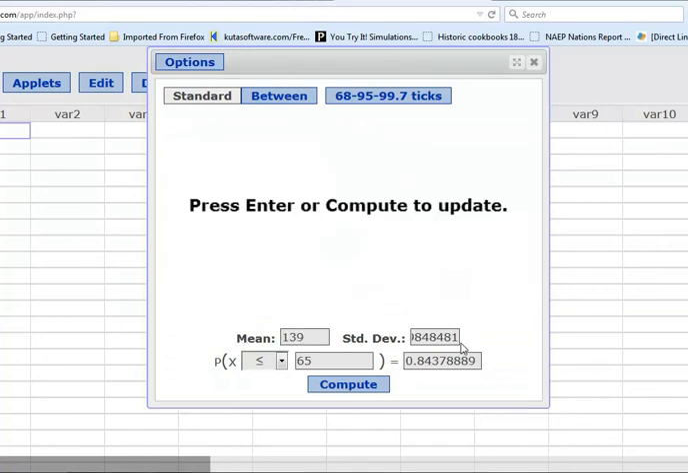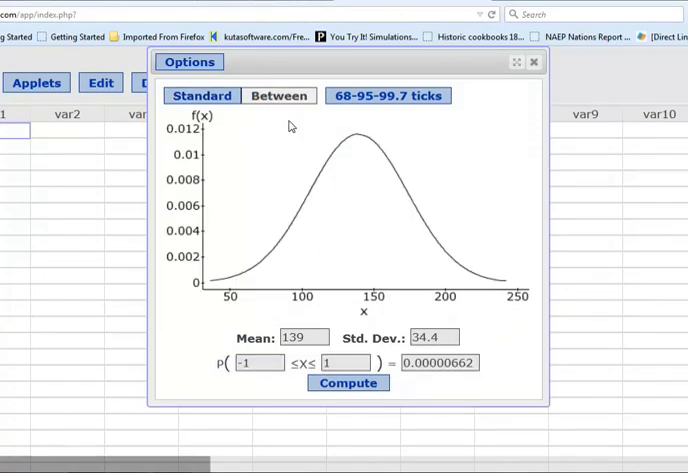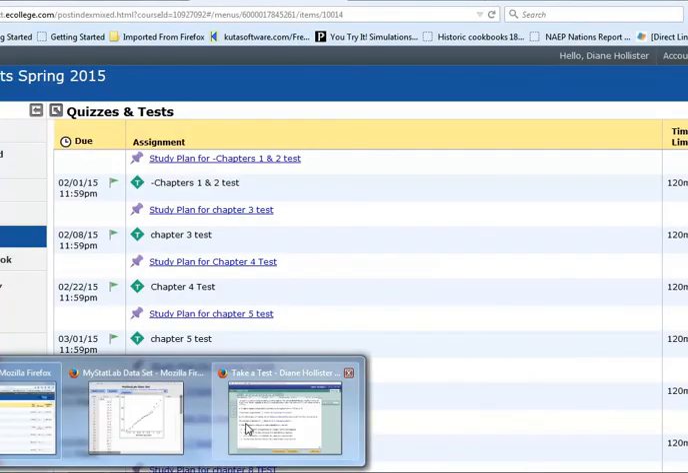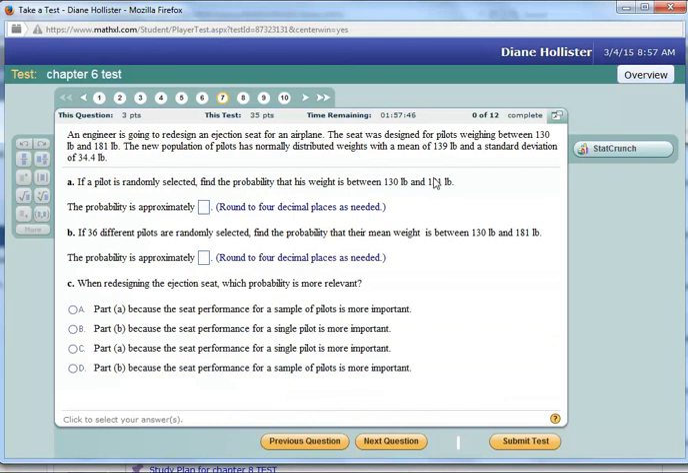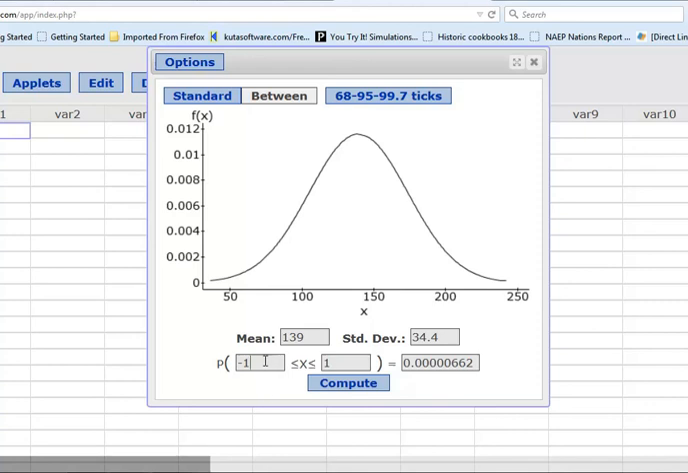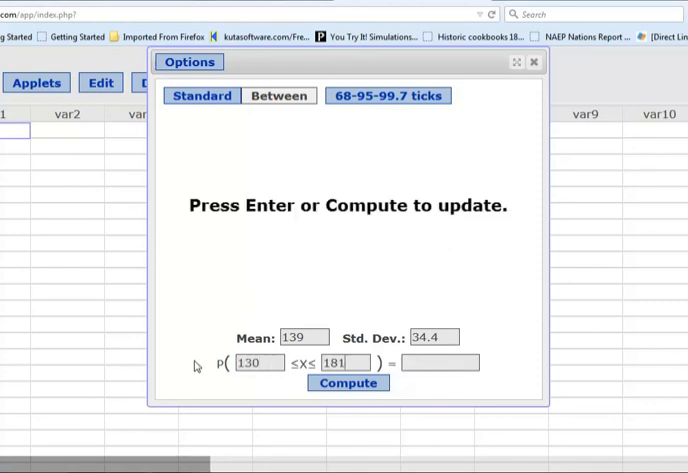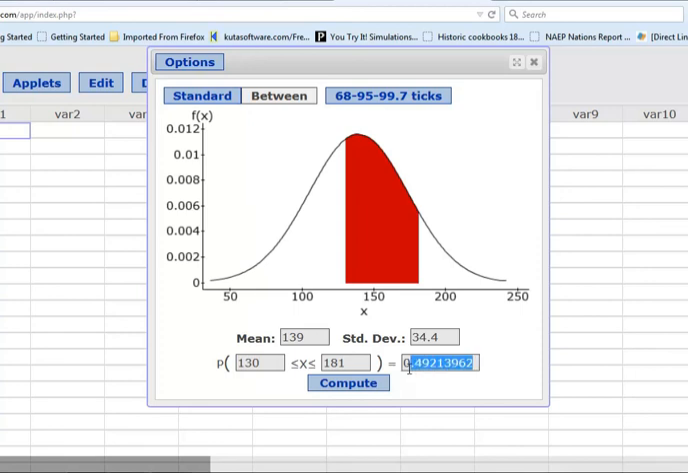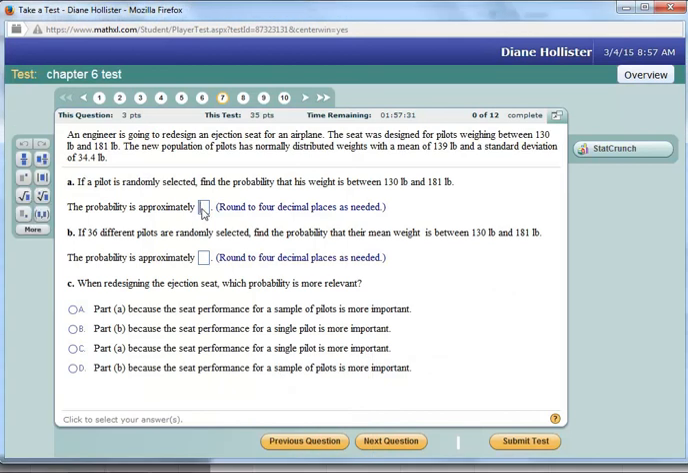So we're going to come back to our normal calculator, and then we're going to click between, because they want to know the chance of certain values between 130 and 181. So we're going to put between 130 and 181. We want to make sure that the area shaded makes sense with what the question is asking, and it does. Then we're going to go back in here and paste that, round off to 4 decimal places, it says, and check our answer there.